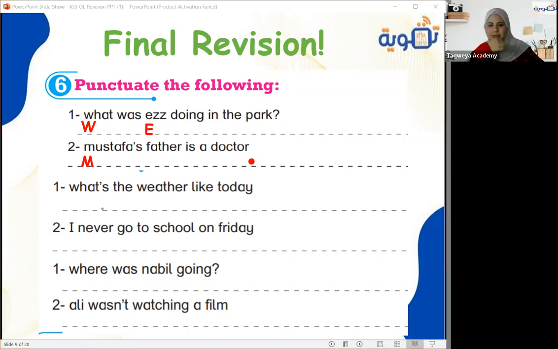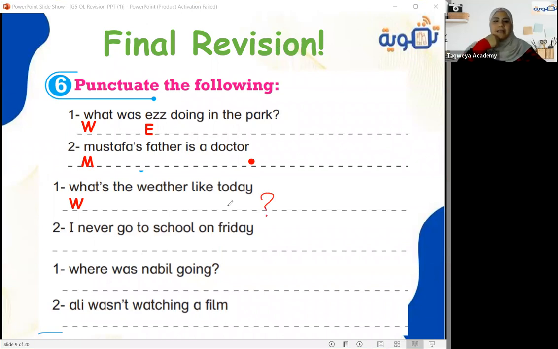Definitely, yes. Thank you so much. We must start with a capital letter. W is capital here. What's the weather like today? Is it a question or a sentence? Yes, question. So we need a question mark.